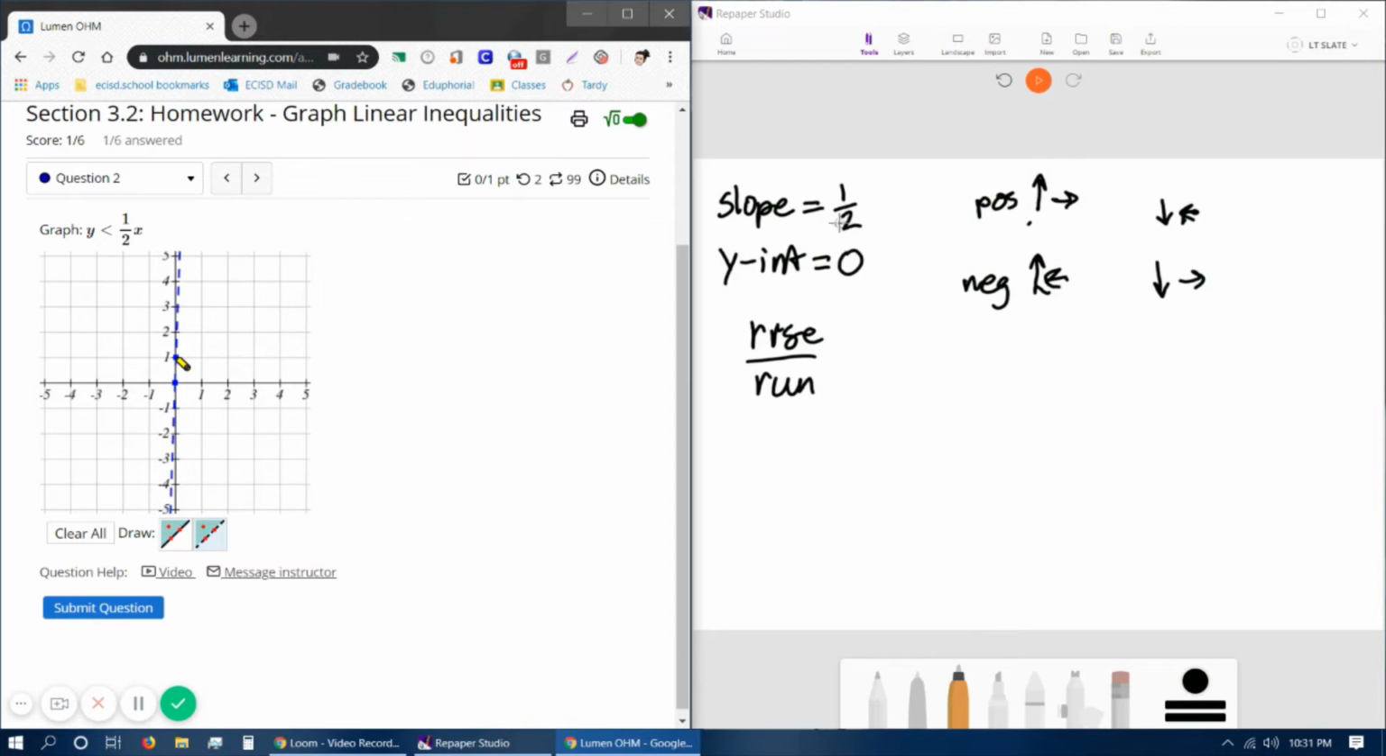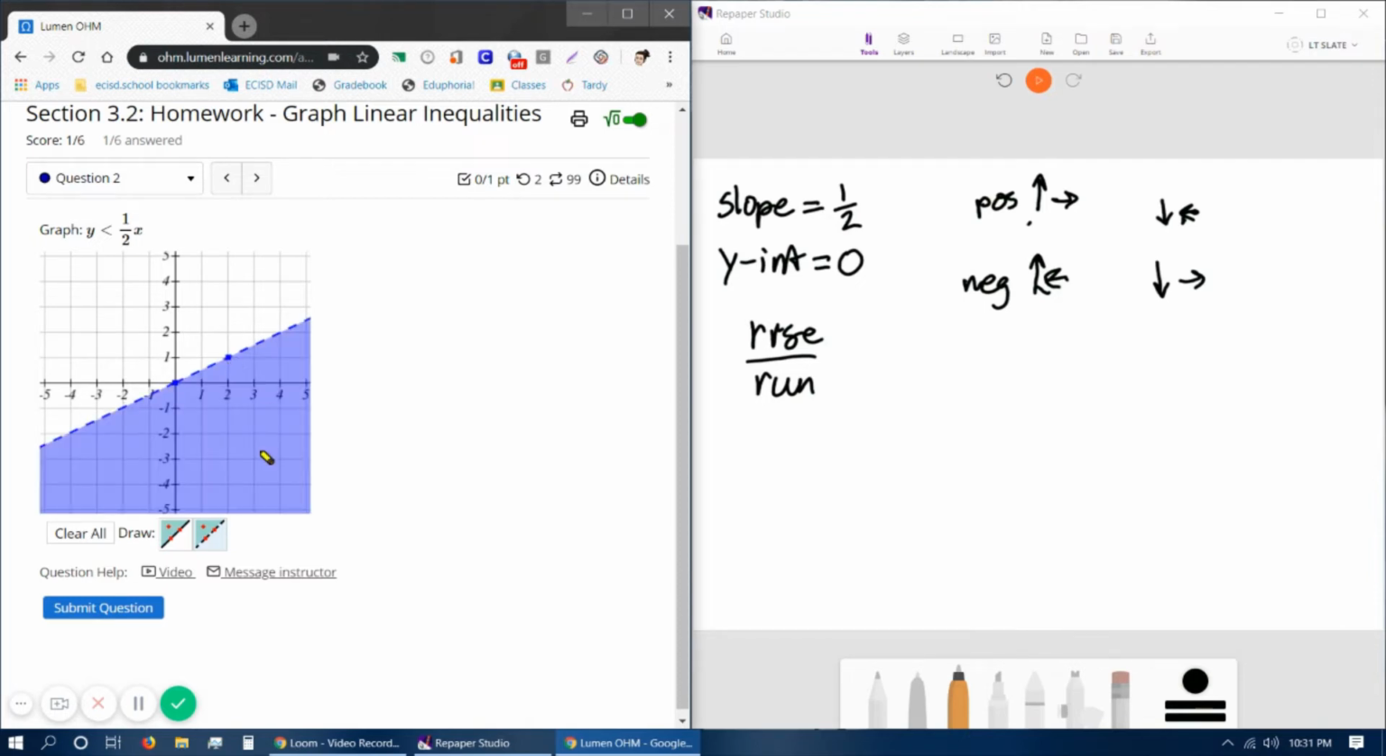The number on the bottom is the run. My run for this equation is 2, so I need to move right 2 squares. Remember that if your slope is negative, you'll need to move left instead.